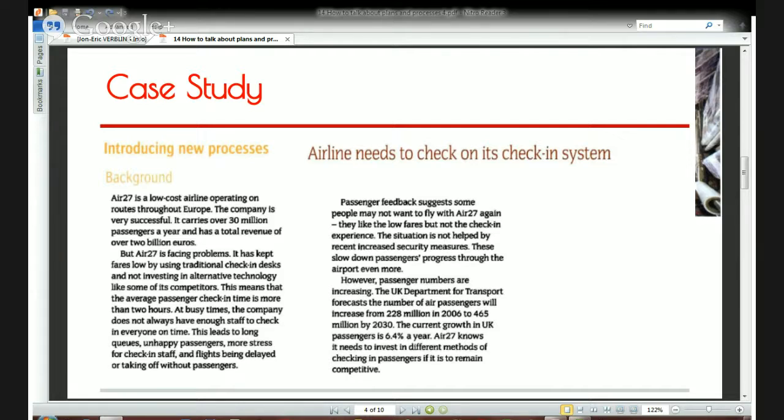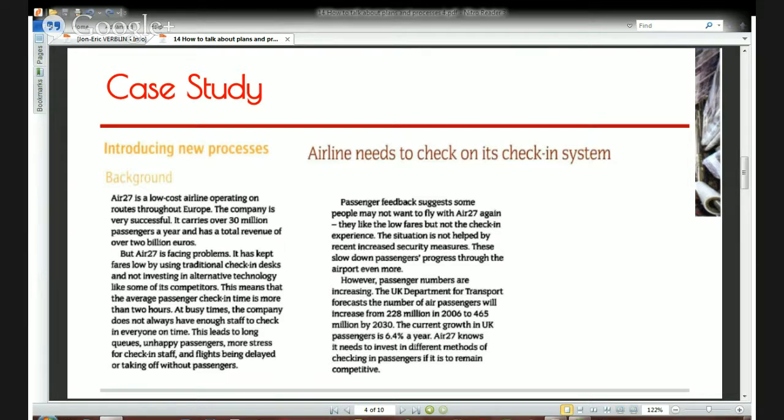I want you to read about a new process implementation. An airline needs to check on its check-in system. Actually, maybe we can all just take a paragraph. This is pretty short. Giuseppe, could you start us off in the first paragraph?